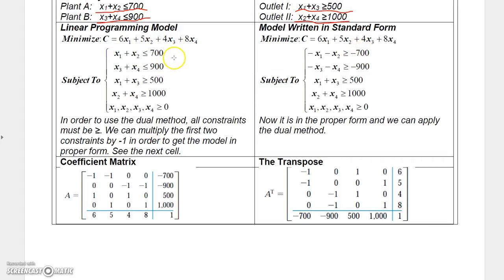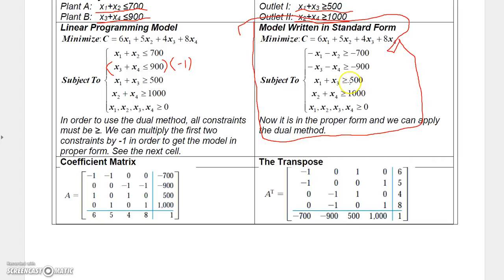Now, I'm also going to do it for the second constraint. Okay, so I'm going to multiply everything in this constraint by -1, so it'll change that to a greater than, and of course it'll change it to -x3 minus x4, flips the inequality over, and you get -900. So now I've got the model here written in standard form.